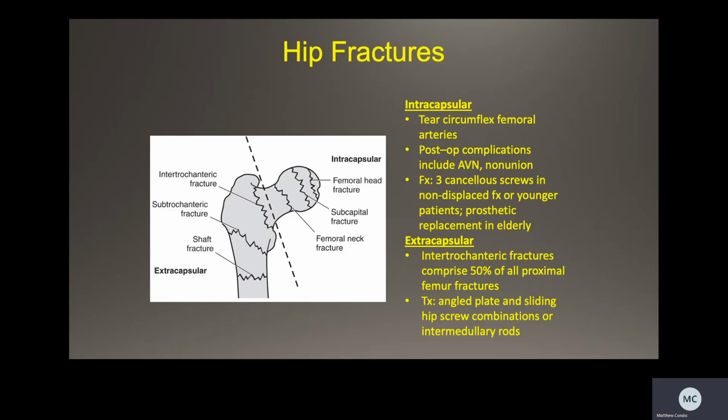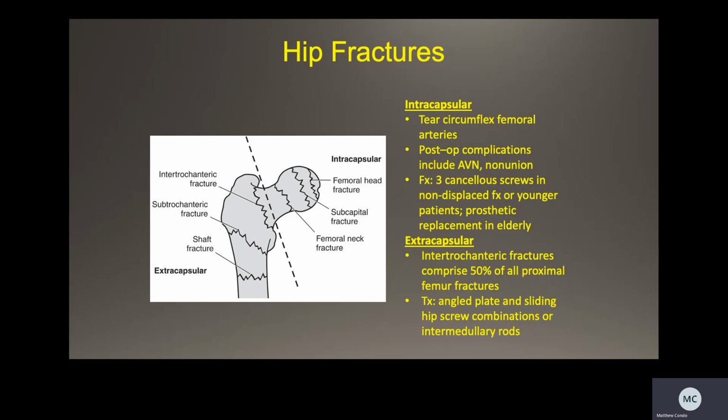So when it comes to hip fractures, remember that we're going to have intracapsular fractures and we're going to have extracapsular fractures. So intracapsular fractures are going to be really, really important and really, really dangerous for our patients because they're going to tear the circumflex femoral arteries. Remember those from anatomy. They're going to include avascular necrosis as a complication. That's going to be a big one. And typically what they're going to do is they're going to screw it together.